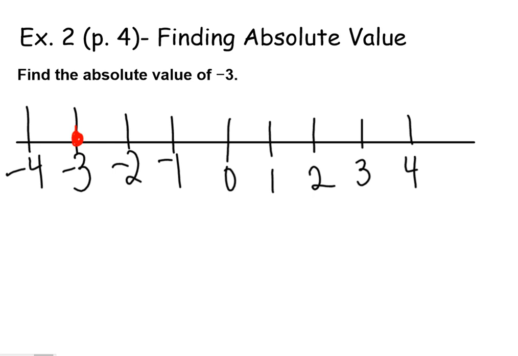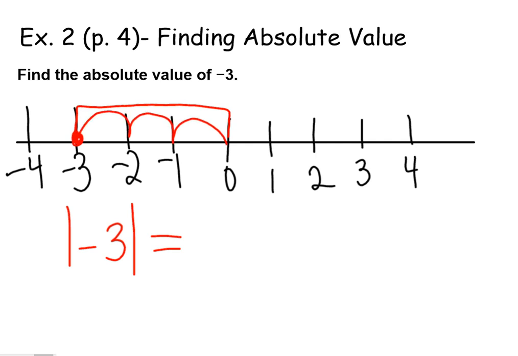Now to find the absolute value of -3, I can write it like this: absolute value of -3. I need to count the distance it is away from 0. So here's 0. I'm going to count 1, 2, 3 spaces. So the distance from 0 is 3 units. Therefore, the absolute value of -3 is equal to 3. Now this time it was a negative integer, but since distance is always positive, the answer is also positive.